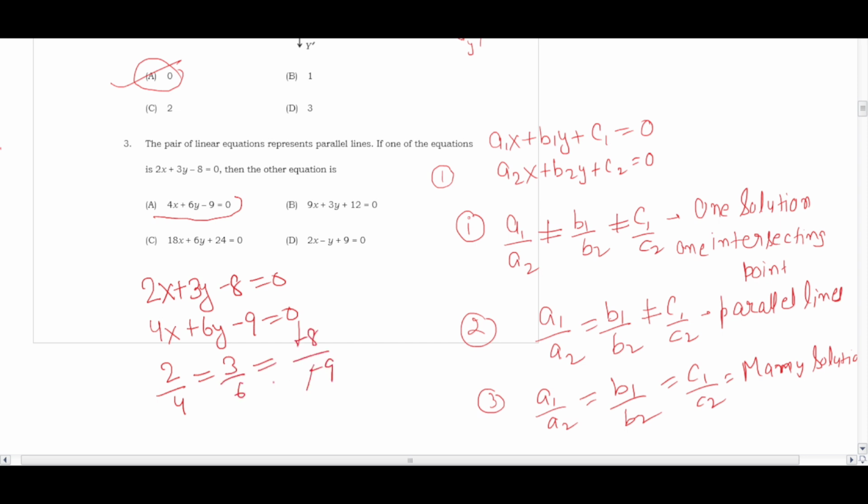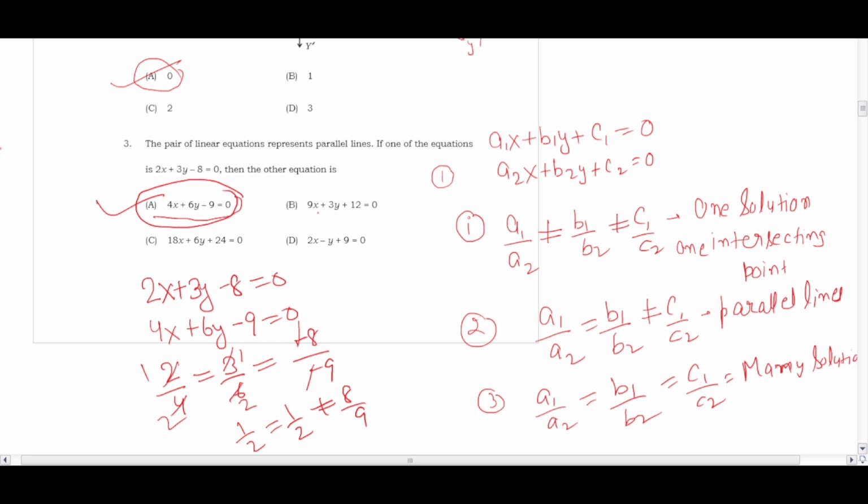Then negative cancels. 2 ones are 2, 2 twos are 4, 3 ones are 3, 3 twos are 6. Then 1 by 2 not equals 8 by 9. Then only the first option is your answer, because only this condition is fulfilled.